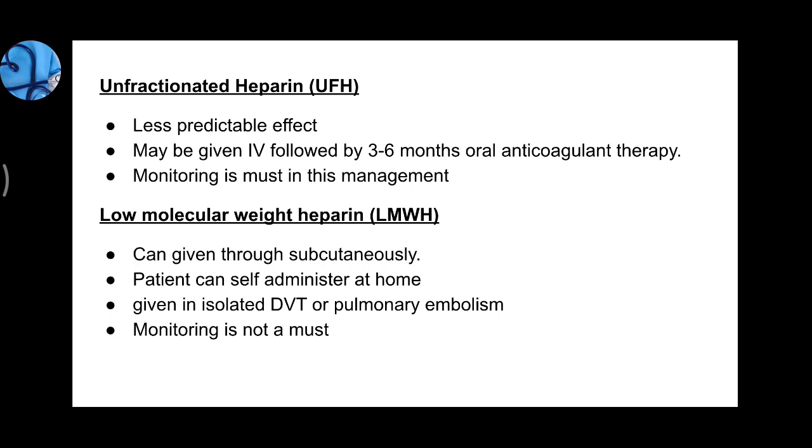For DVT, we administer unfractionated heparin and low molecular weight heparin. Unfractionated heparin has a less predictable effect, and may be given IV followed by 3 to 6 months of oral anticoagulant therapy. Monitoring is a must in this management. When talking about low molecular weight heparin, it can be given subcutaneously. The patient can self-administer at home, and it is given in isolated DVT or pulmonary embolism. Monitoring is not a must.